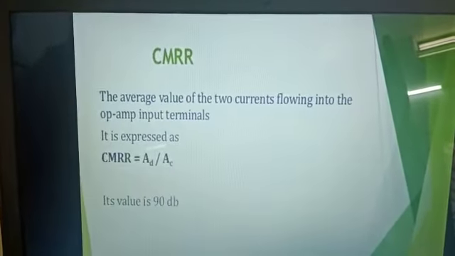Next, CMRR, common mode rejection ratio. CMRR stands for common mode rejection ratio. It is defined as the ratio of differential gain to common mode gain. So CMRR is equal to AD divided by AC, where AD is the differential gain and AC is the common mode gain. Therefore, it is nearly 90 decibels.